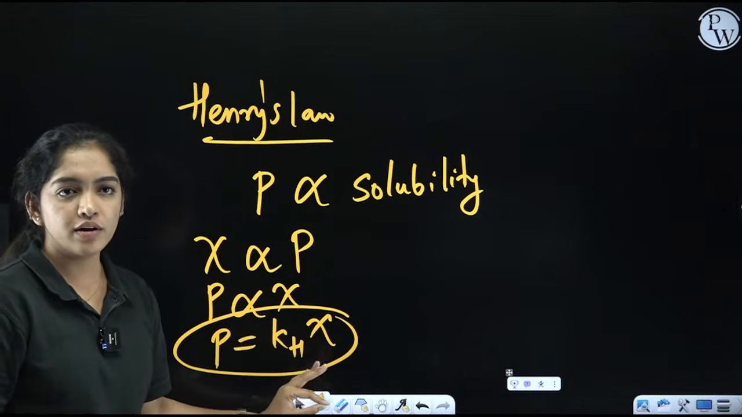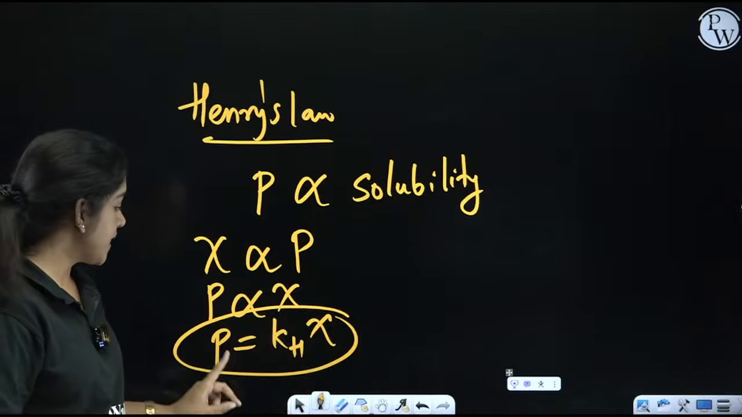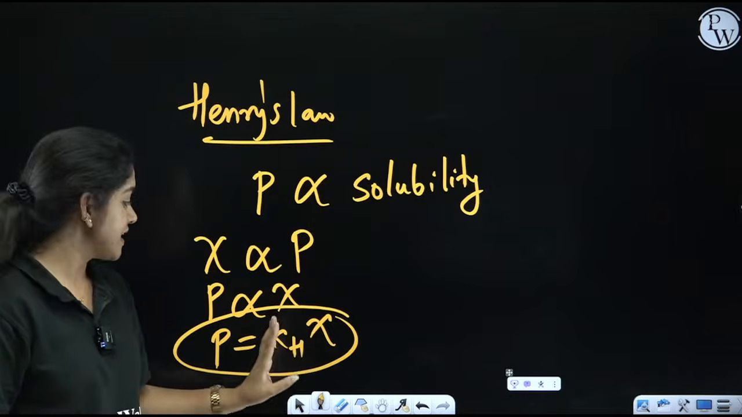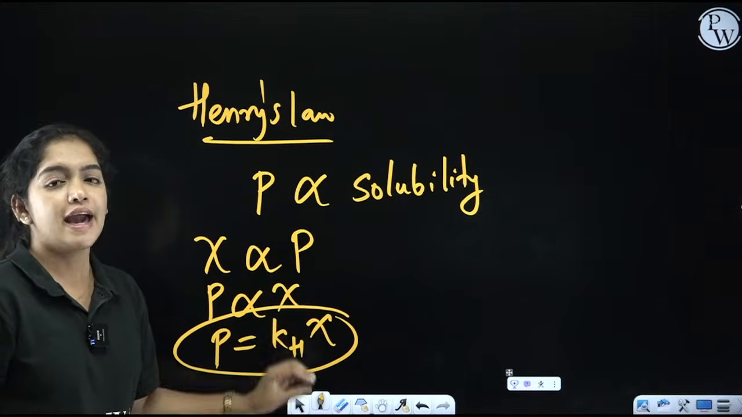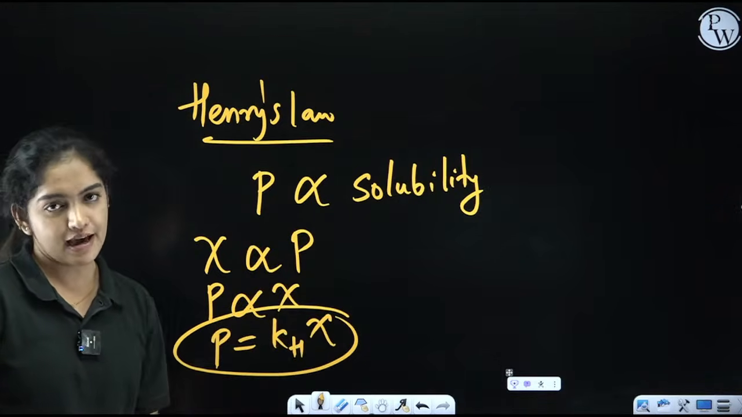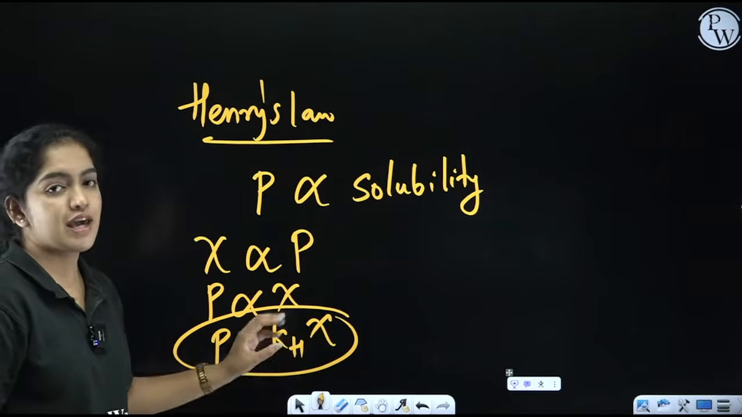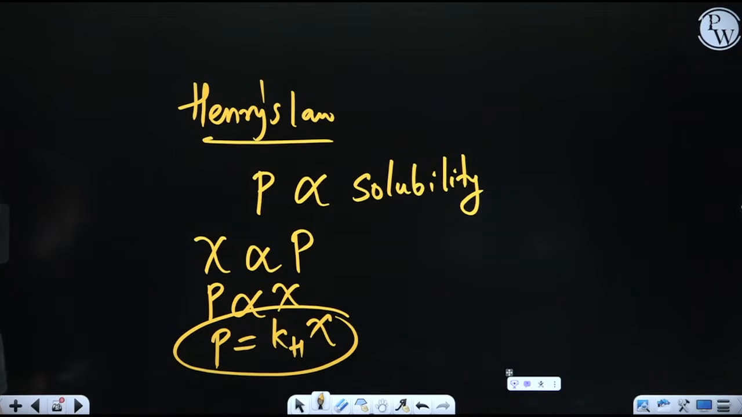Clear? Any doubt? Okay. So P equal to what? Kh into chi. What is Kh? Kh is the Henry's constant, where chi is the mole fraction. And Kh will be different for different gases. Clear?